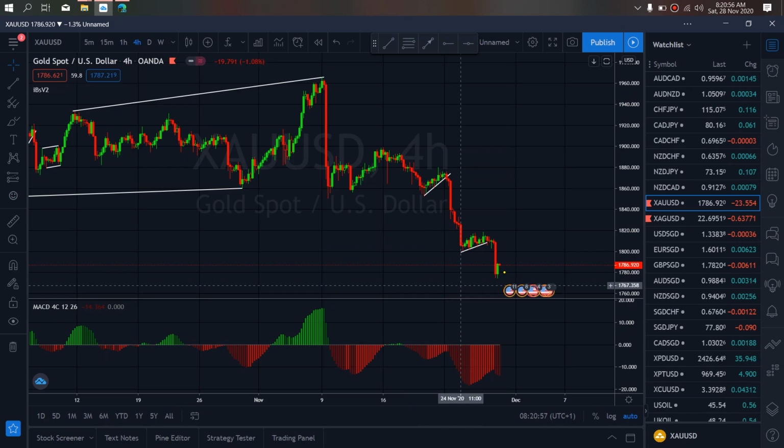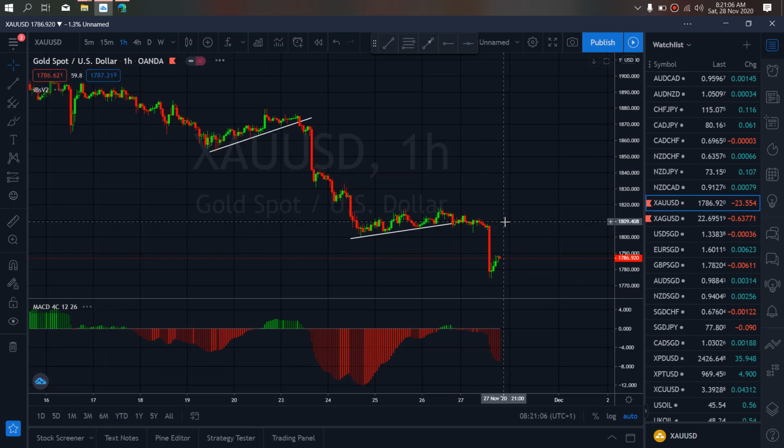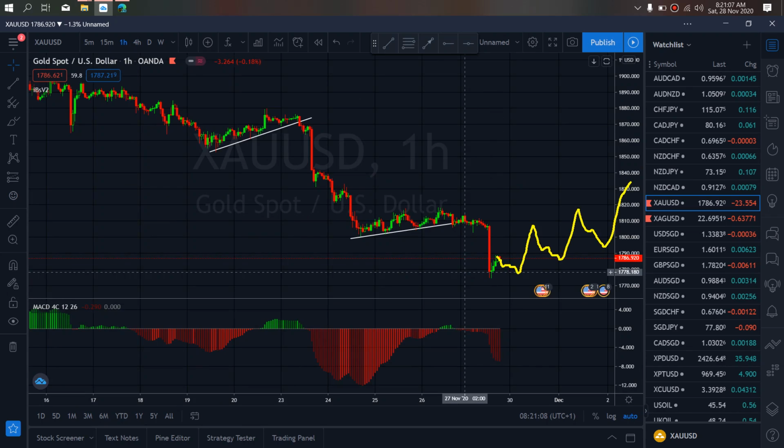I expect them to correct back upside this week for preparation for another drop downside. So I want to watch out for that this week on gold. Also on the 1-hour time frame, they will correct here and push back upside for one more drop. So I want to watch out for this on gold for this week.